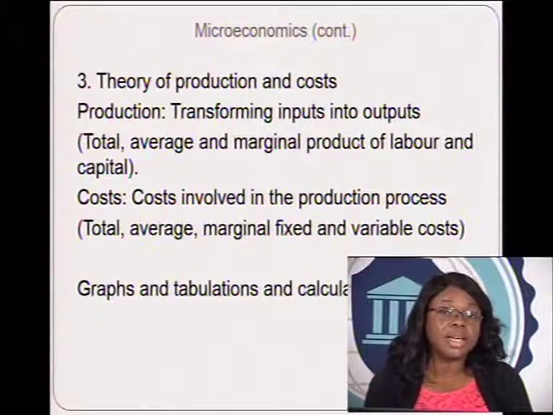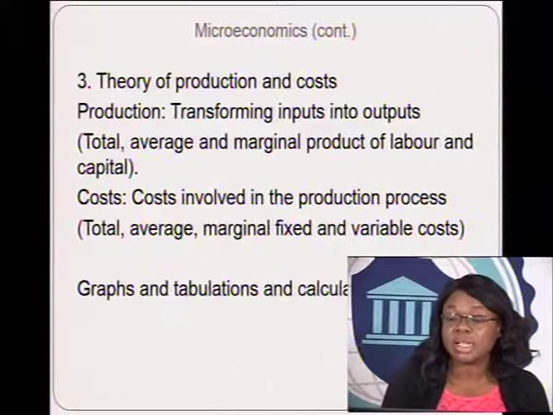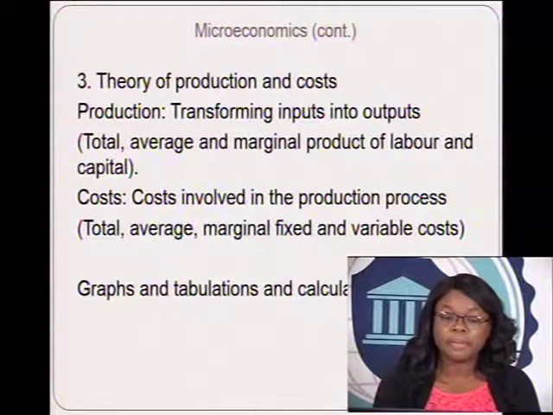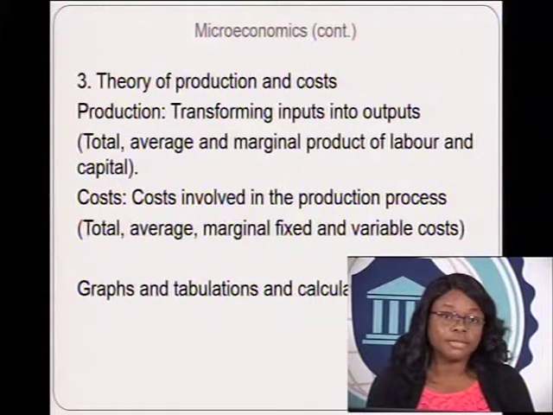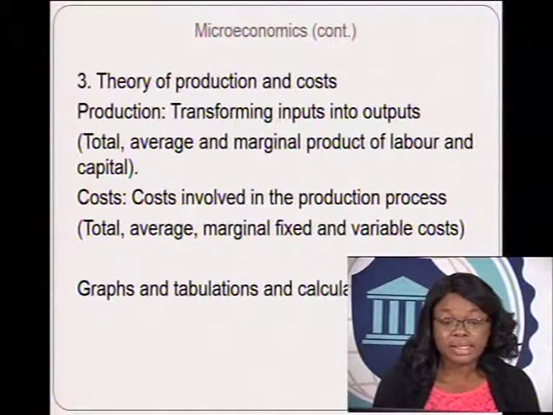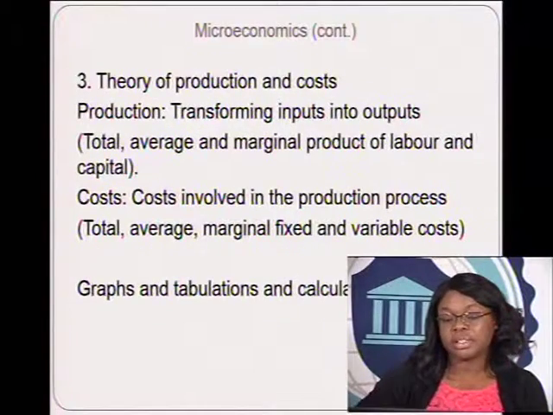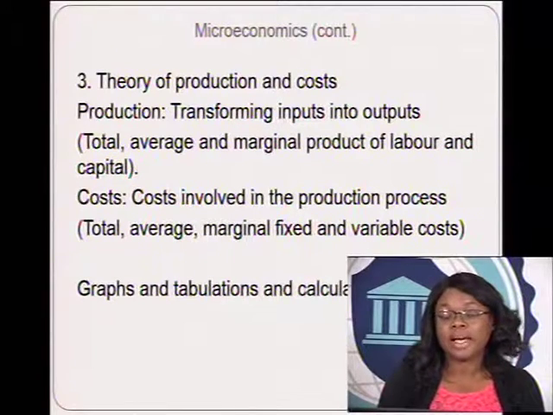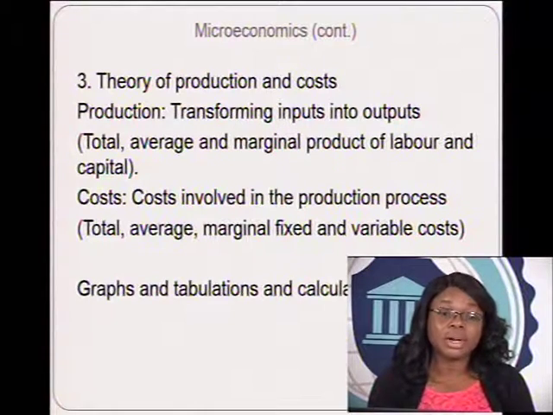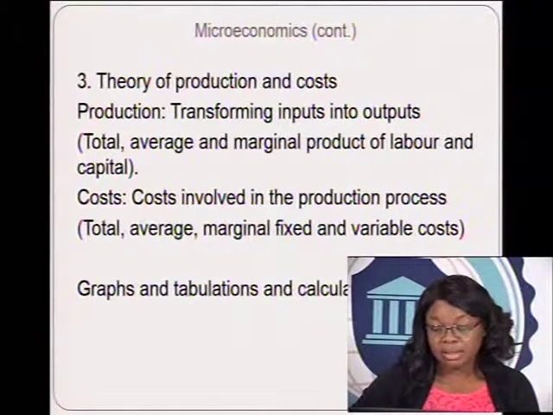Production on one hand, the other side is costs. What are costs? Costs involved in the production process. In other words, in order to produce an output from inputs, we need some costs. Costs are involved. And these costs could be average or total, marginal or fixed. At this point, you need to look into how to calculate, basically. How do we calculate total cost? How do we calculate total product? How do we calculate marginal and average cost as well as product, as well as the graphs that go along with that?